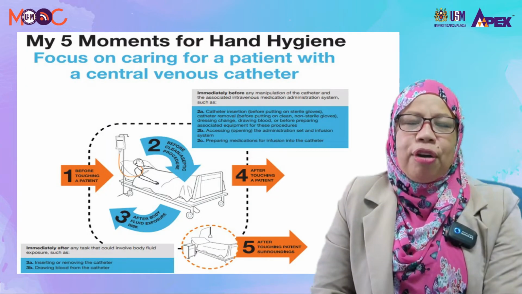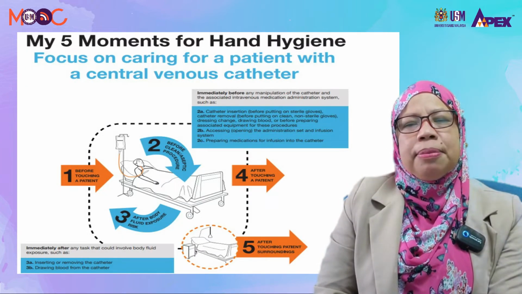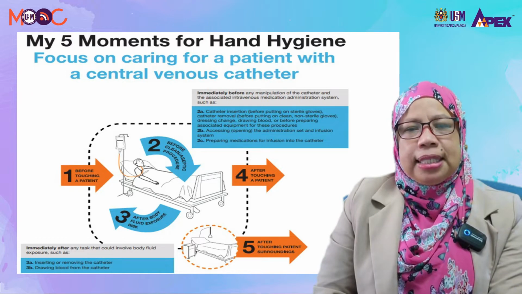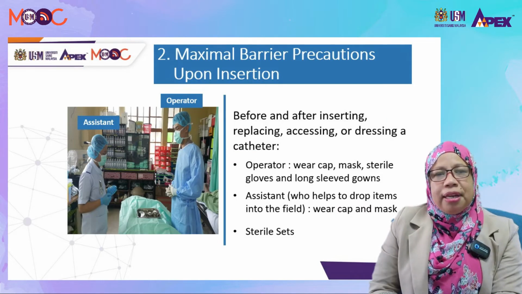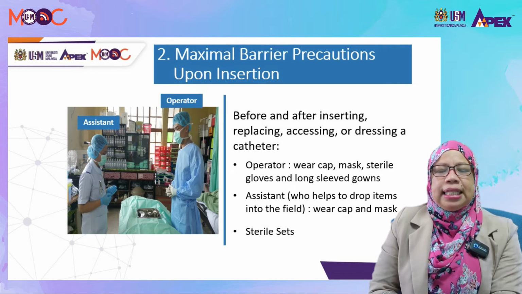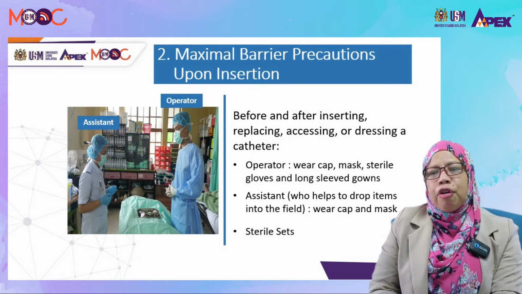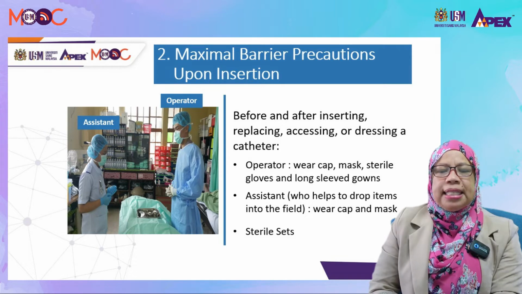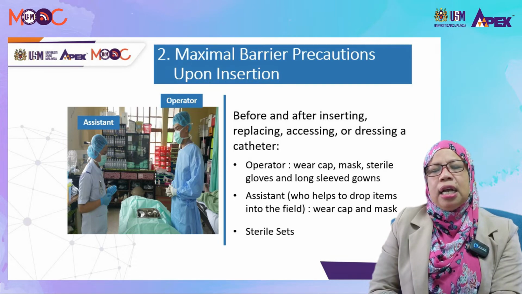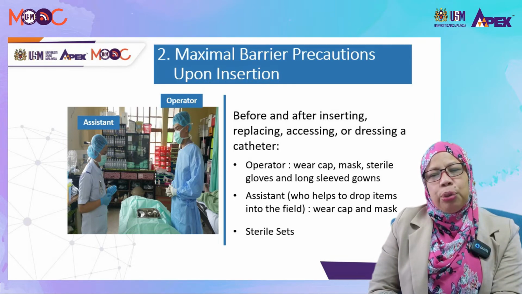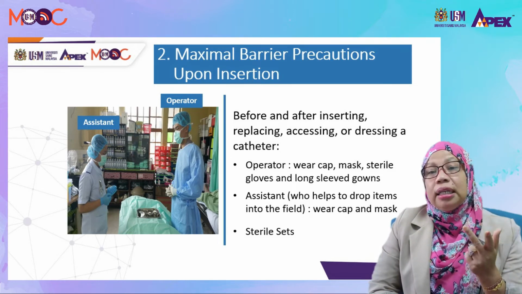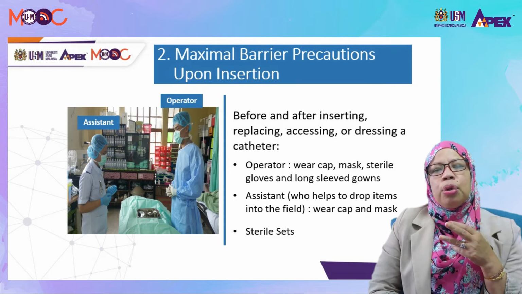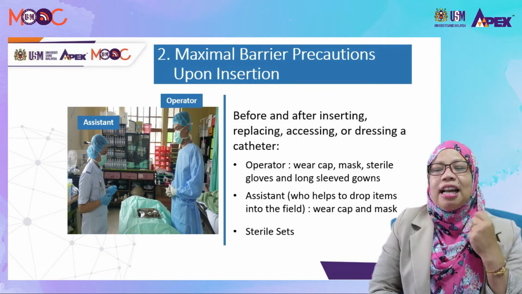The second component of the insertion bundle is the maximal barrier precaution upon insertion. As I mentioned just now, maximal barrier is meant for both operators and patients. So before and after inserting, replacing, assessing or dressing the catheter, the operator should wear a cap, a surgical mask, sterile gloves and also a long sleeve sterile gown.